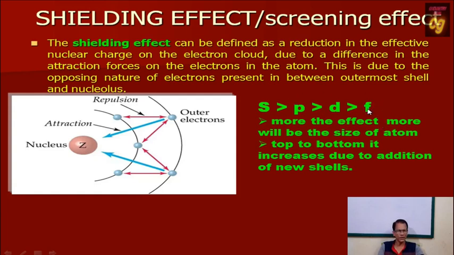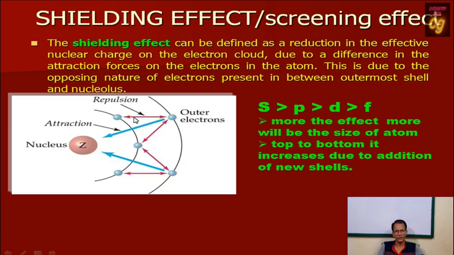The f subshell has a diffuse structure. Diffuse means it is more scattered. So the shielding effect, the opposing tendency of the f electron, is less. That's why this is the order of shielding effect: s electron, p electron, d electron and f electron. So the more the effect, the more will be the size of the atom.